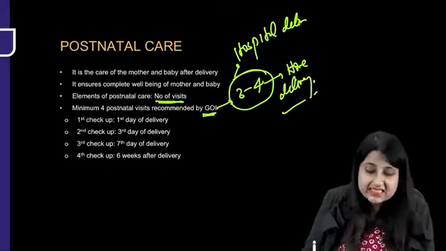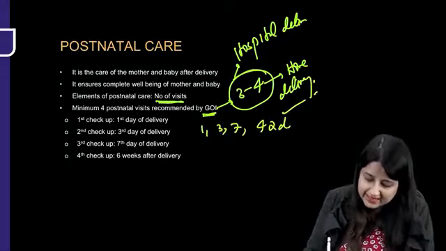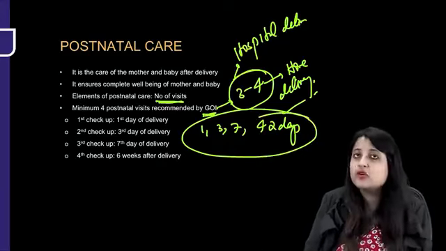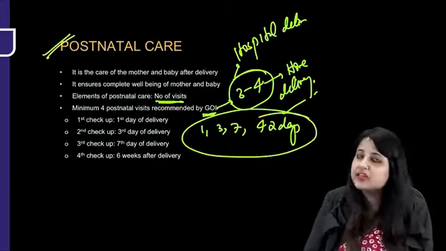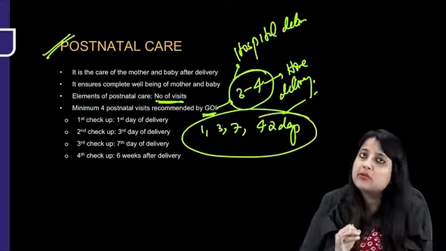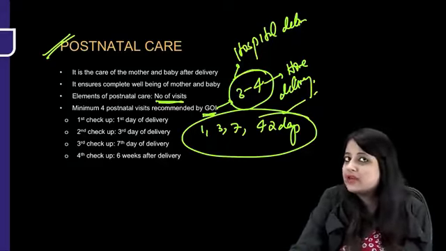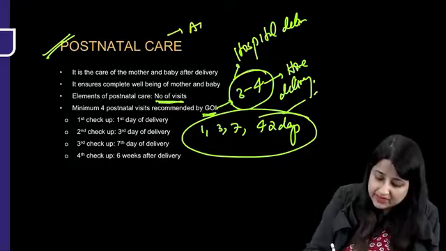So in case it's a home delivery, it is the 1st, 3rd, 7th and 42nd day. That's what we are offering for postnatal care. Now remember one thing. This postnatal care or ANC care, we are not talking about ASHA workers here. These visits have to be made at least by an ANM or a medical officer. So here we are referring to that care.